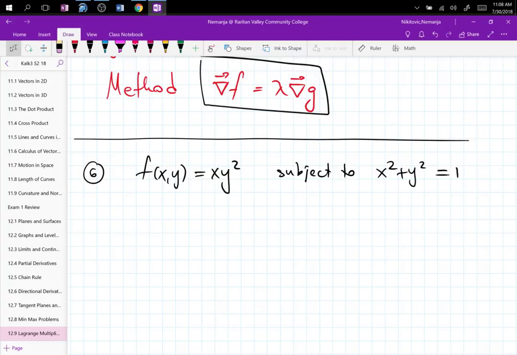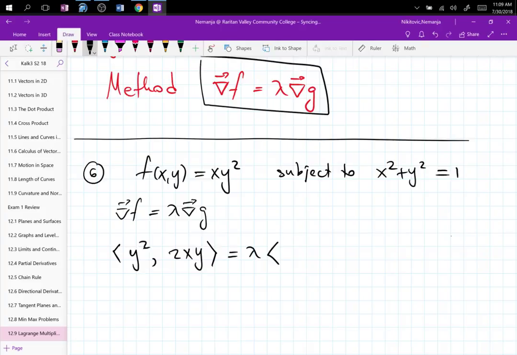So now what do we do? Well, the method says that we need del f to be equal to lambda del g. Okay, so what's del f? Del f is the vector of partial derivatives of the original function. So the partial derivative with respect to x is y squared, and the partial derivative with respect to y is 2xy. And that needs to be equal to lambda, and now I need del g. And del g is simply 2x and 2y, as you say.